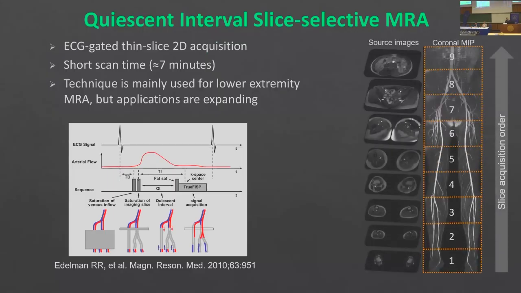Then the KISS technique, developed by my own group, is a very simple ECG-gated thin slice 2D acquisition. Very quick. You can do it in 7 minutes or less, typically going from the aorta down to the feet. Mainly used for lower extremity MRA, but applications are expanding.